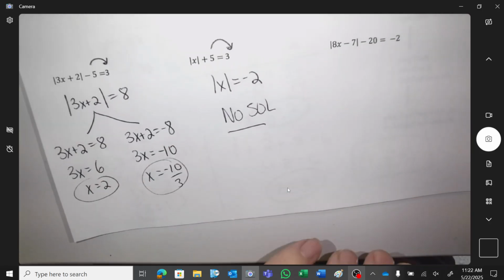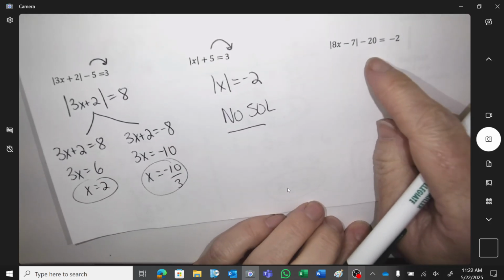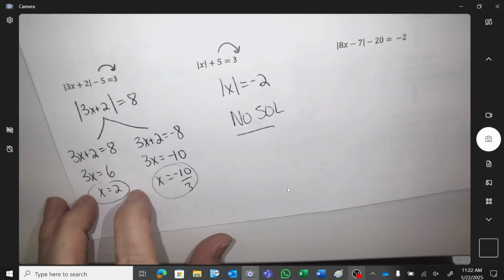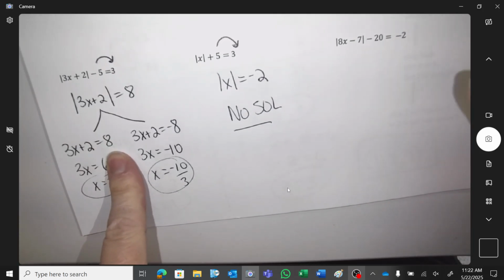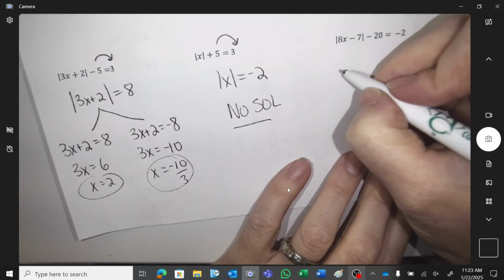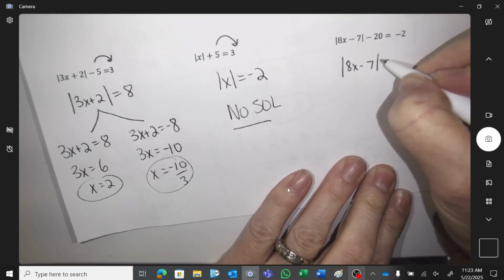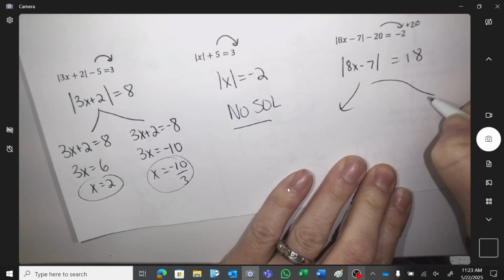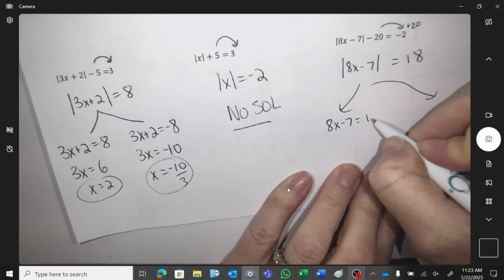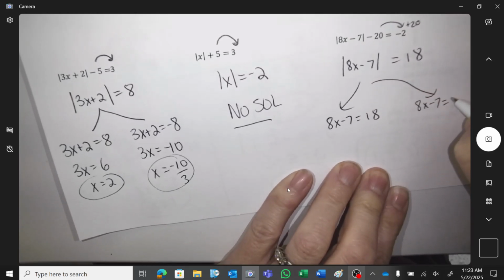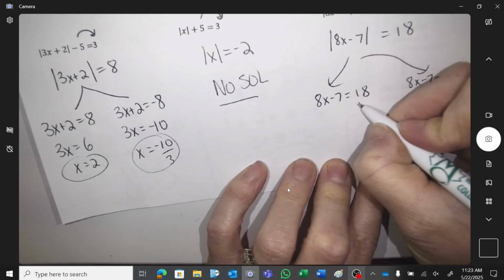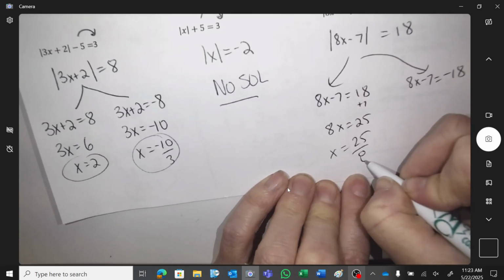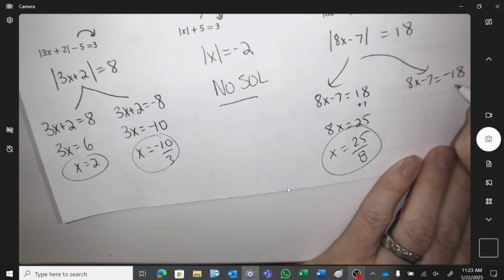Okay, this last question is on your own. Try it. It's going to be move the 20 part and then split. Go ahead. It's very similar to this one over here. These are the same process. Just leave as fractions. You shouldn't have to touch your calculator.